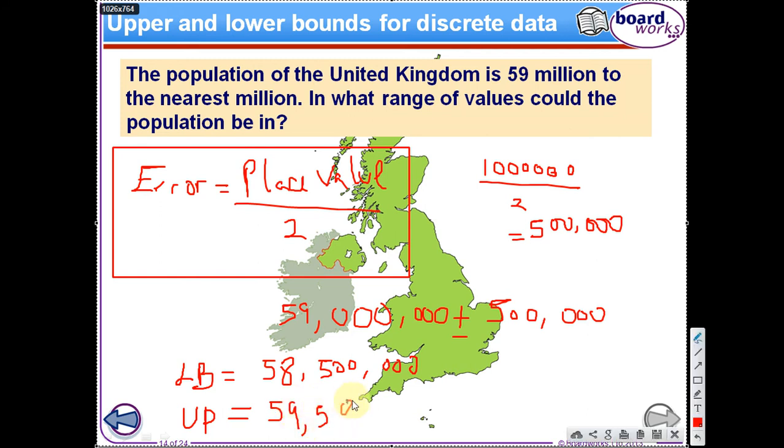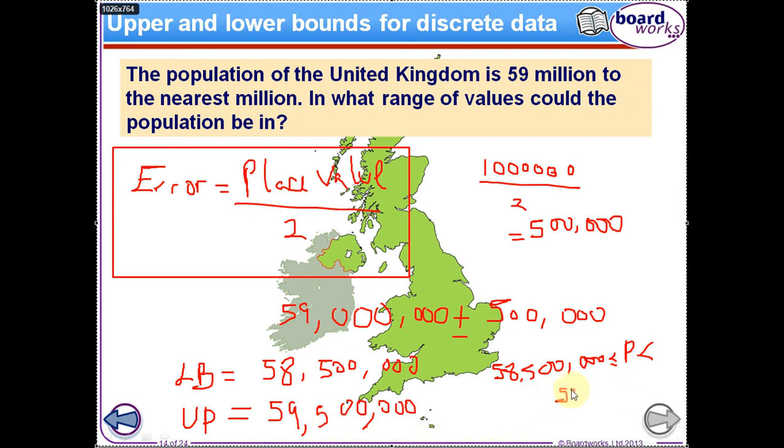Now if this question involved continuous data, I'll just express it as a range. So I'm going to have something like 58,500,000 less than or equal to, meaning that this is inclusive, population, let me represent that with P, then strictly less than, meaning that this value will not be included, strictly less than 59,500,000. Don't mind me, I didn't manage my board very well. Just pardon me for that.